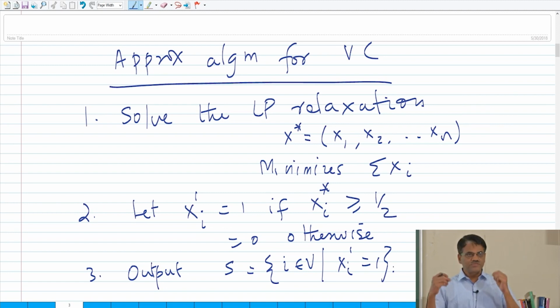It is a very simple algorithm: solve the LP relaxation of vertex cover. Whenever some variable is greater than or equal to half in the optimum value of the LP, take it in your solution; otherwise, do not take it in the solution. Now, I want to prove two things. What are the two things we need to prove? S is a vertex cover, actually S covers all the edges, and the value of S is not too far from the optimum. I will actually prove that it is at most 2 times the optimum.